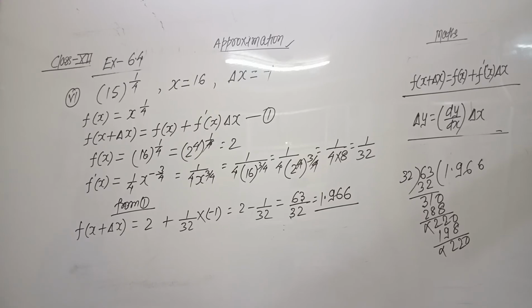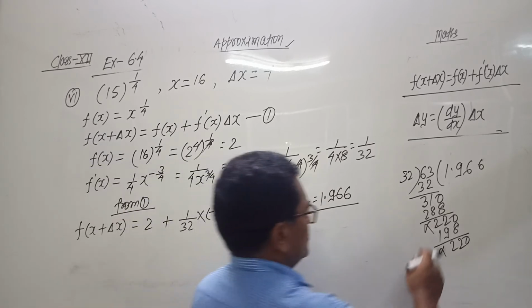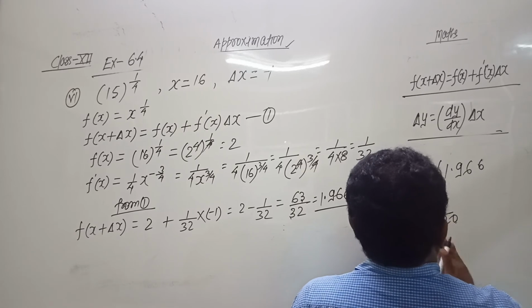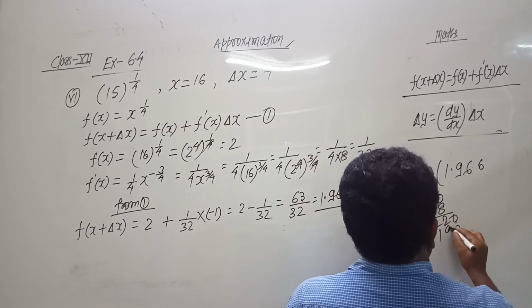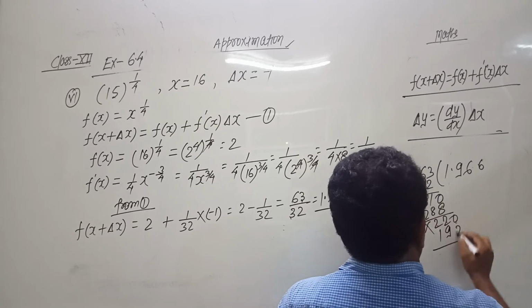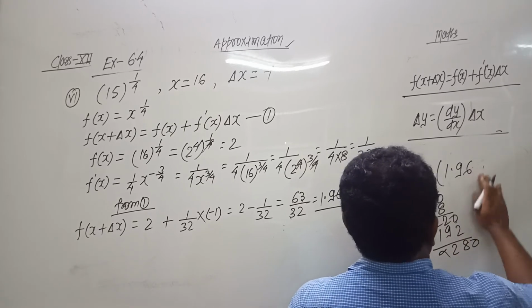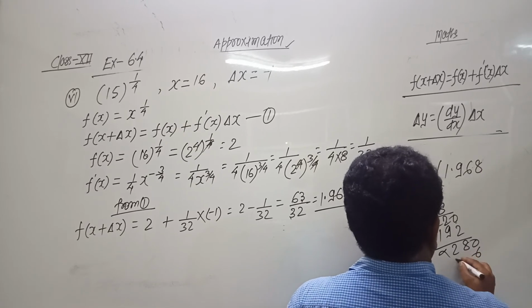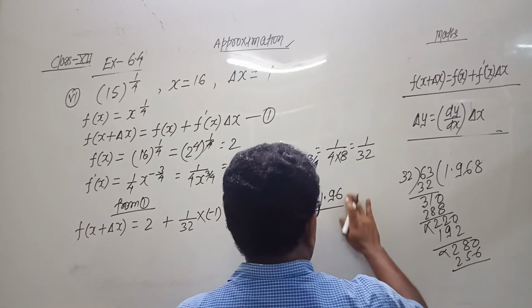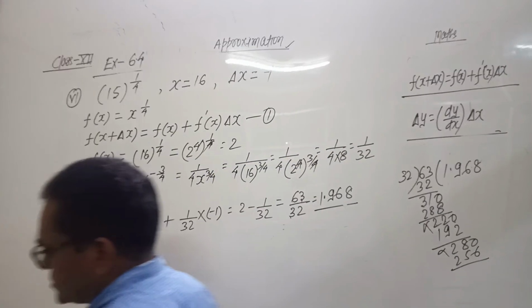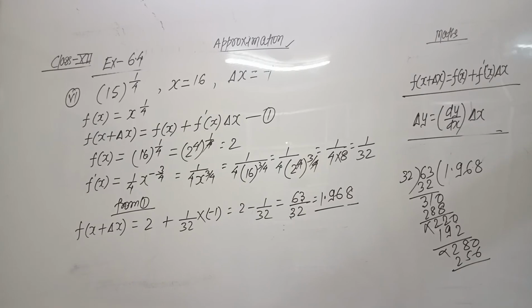63 by 32, it goes by 1. 6 into 2, 6 2s are 12, 92, 280. It goes by 8. So 1.968. The approximate value is 1.968.